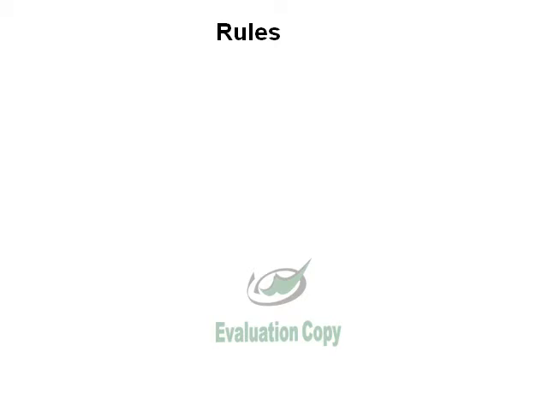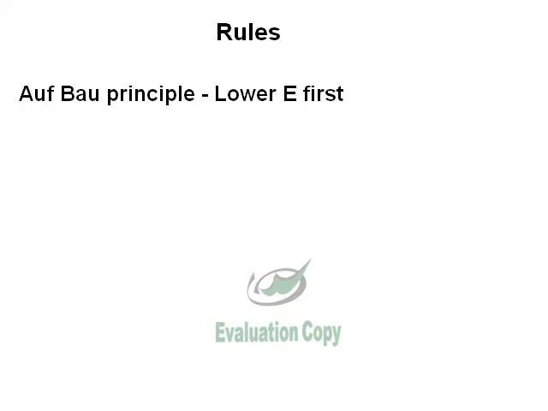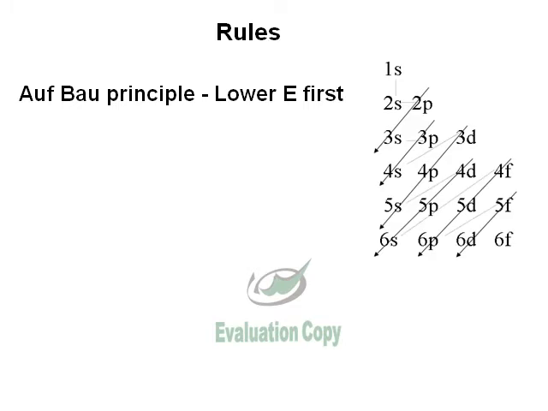So before we do anything, we have certain rules. Let's see what are the rules which govern the electronic configuration. The first rule is called the Aufbau principle. This says that the level with n equals 1, which is the lowest energy level, will get filled first. So we start with the lower energy level 1s, then we go to 2s, then we go to 2p, and so on till we reach the higher energy level.